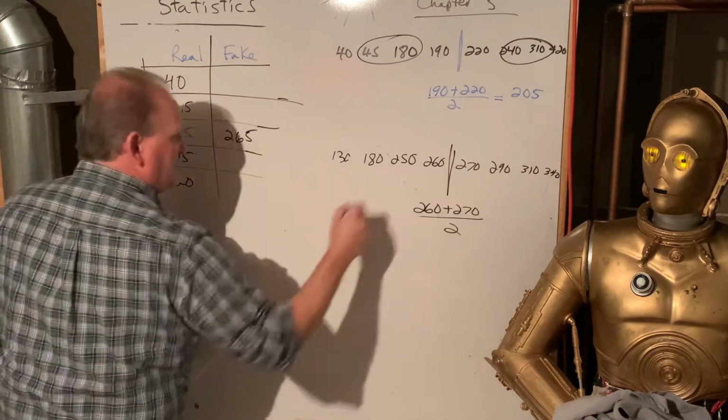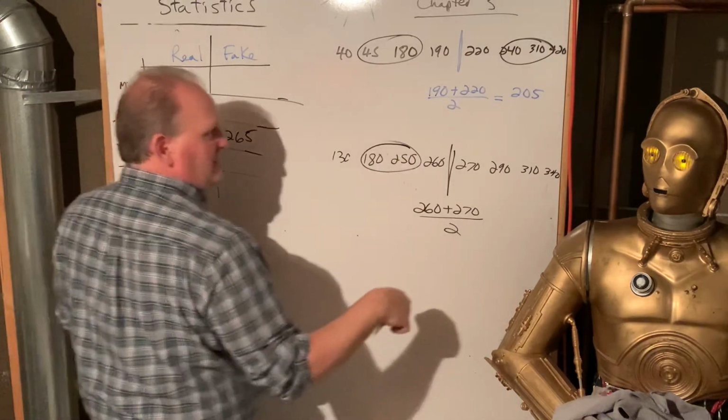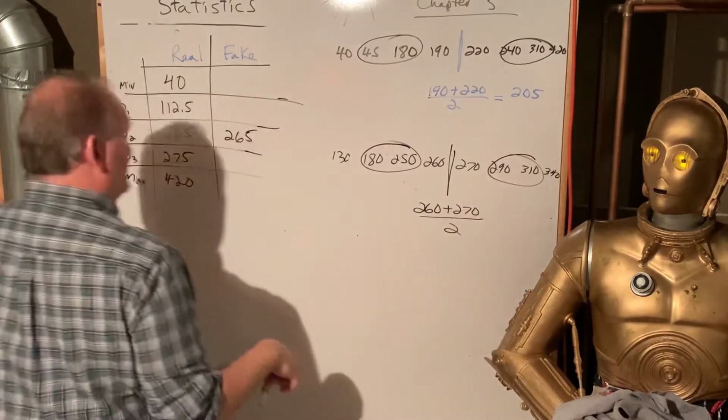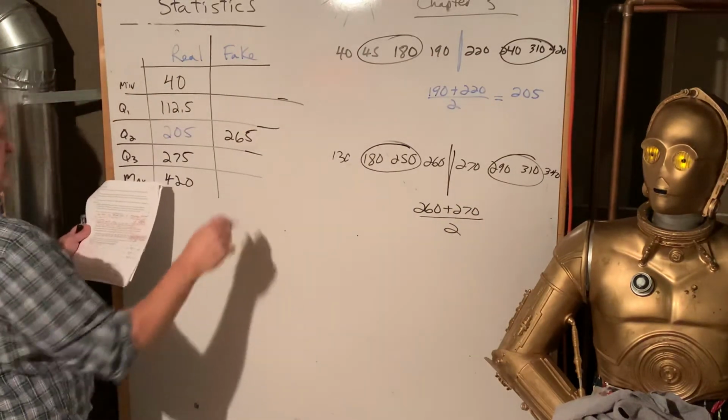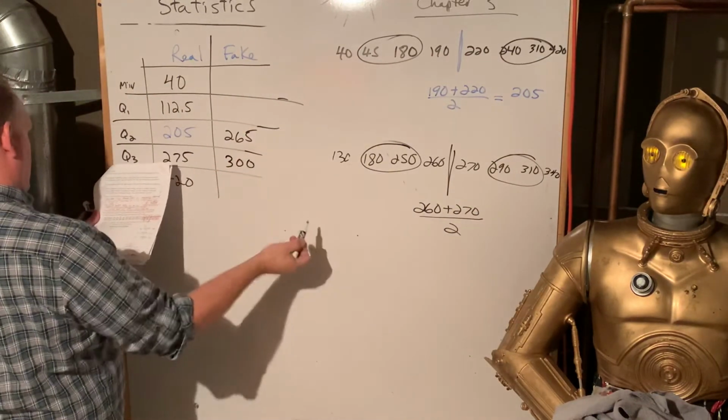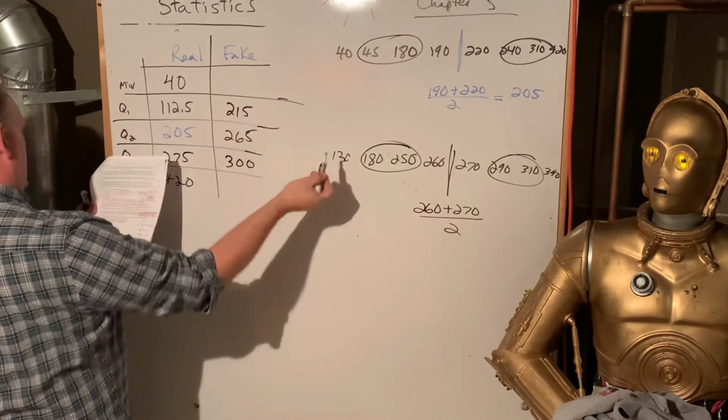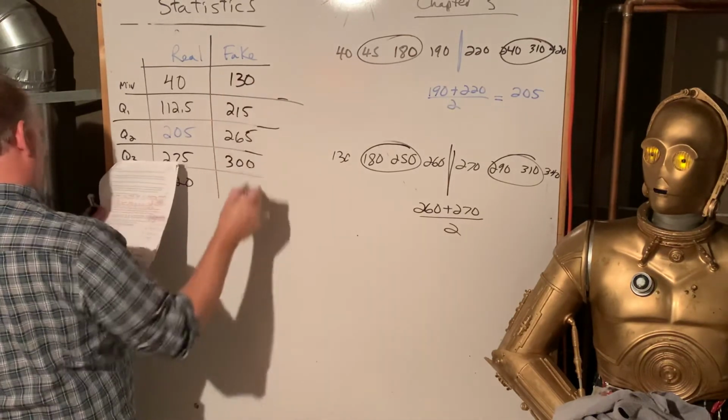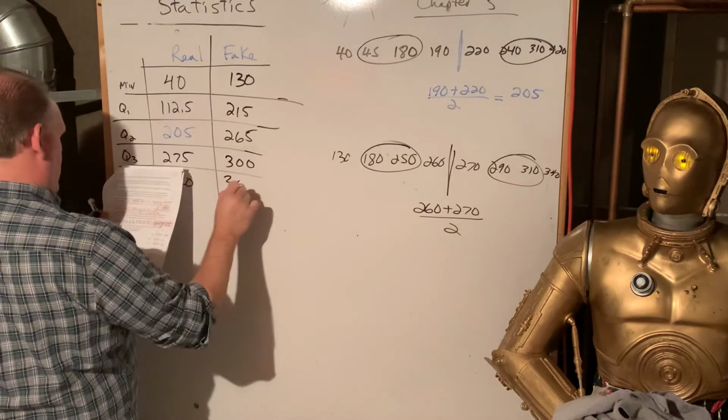And then you do the same with this set. 180 plus 250 divided by 2, 290 plus 310 divided by 2. So that one is going to be 215, and that one is going to be 300. And then the lowest here for fake is 130, and the highest is 340.